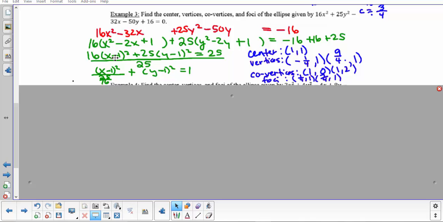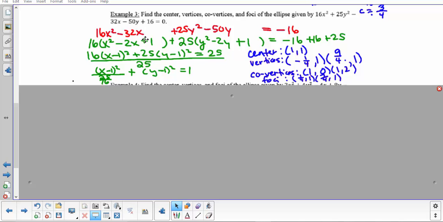Before I go about completing the square, I have to factor out the leading coefficient. For the x's, I factor out a 16. So I'm left with 16 times x squared minus 2x, and I don't have the 1 yet. I'm going to put that in just a minute. Over here, I would factor out the 25, which leaves me y squared minus 2y, and I'm going to leave a spot here. When I complete the square, I'll take half of -2, which is -1, square it and add it, so I get plus 1.